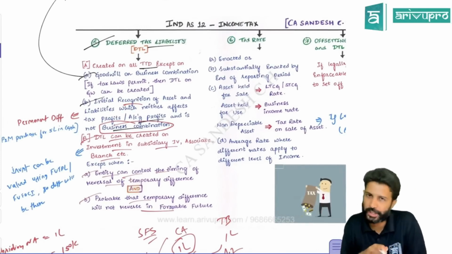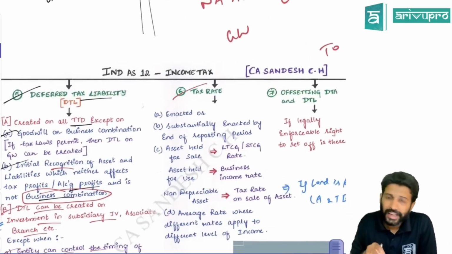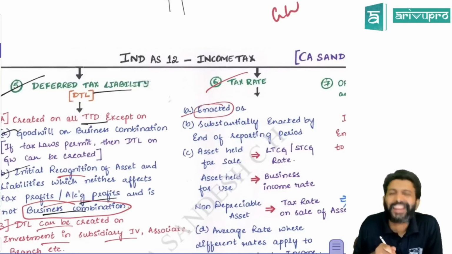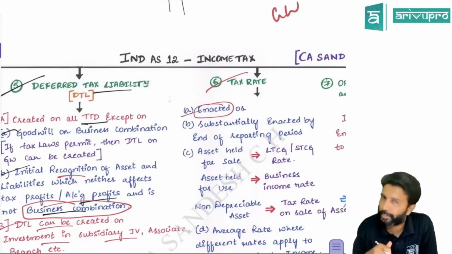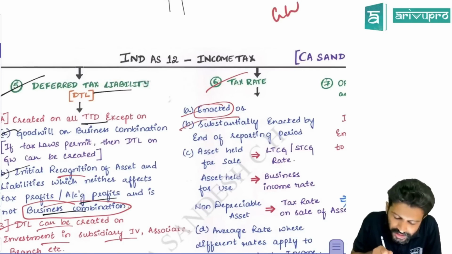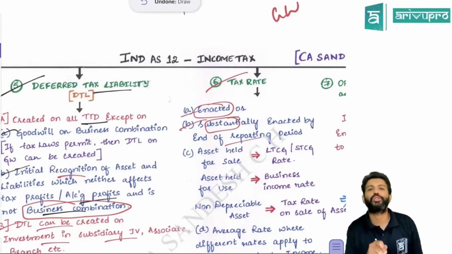I don't see any numerical question on this. Okay. All right. Another one is the tax rate. For DTL, we need a tax rate. So which tax rate to take? Take the enacted tax rate. Enacted means the tax rate published in the official gazetted document. Take that. Or if it is substantially enacted, you can take it. If it is substantially enacted by the end of the reporting period, that also you can take.